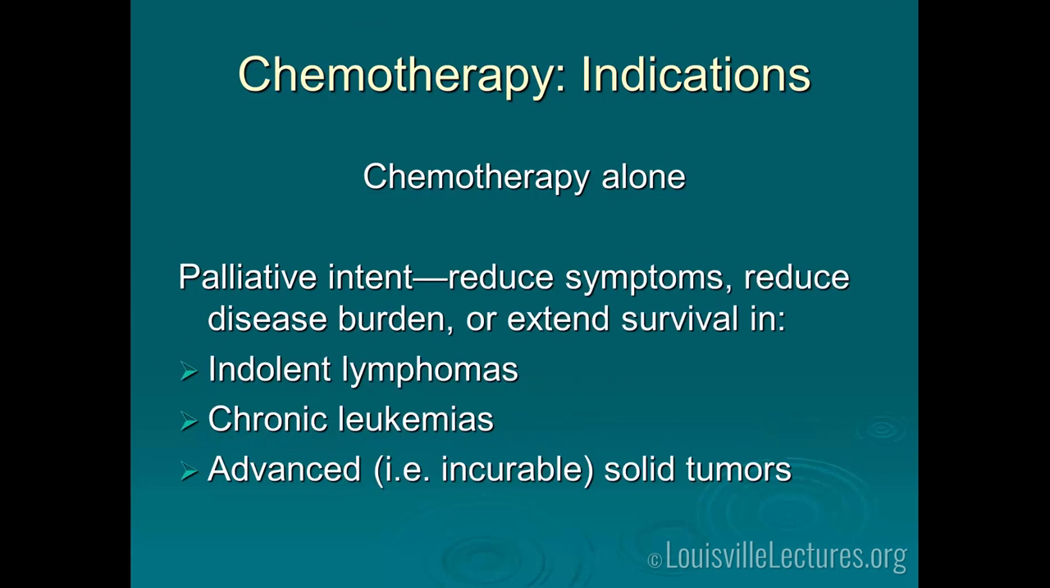Sometimes we use chemo for palliation only. We know that we're not going to be able to save a person's life, but we can reduce their symptom burden, and we can prolong their survival, sometimes for years. A good example of this is indolent lymphoma. Some solid tumors like ovarian and breast cancer, we can keep the patients alive, working and functioning for years.